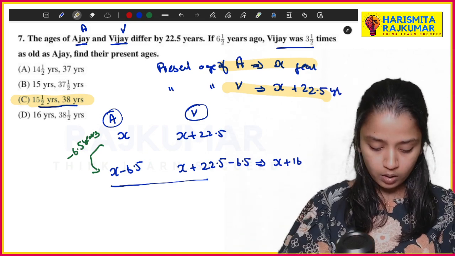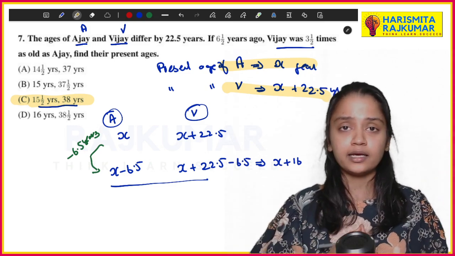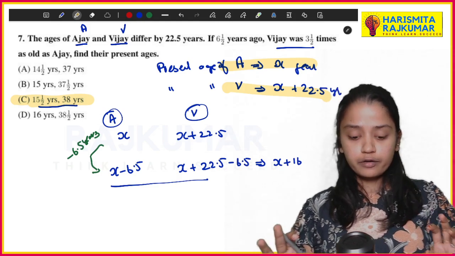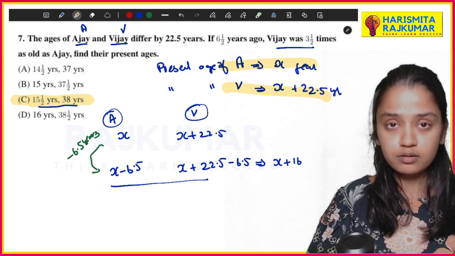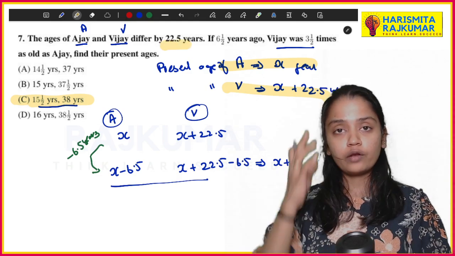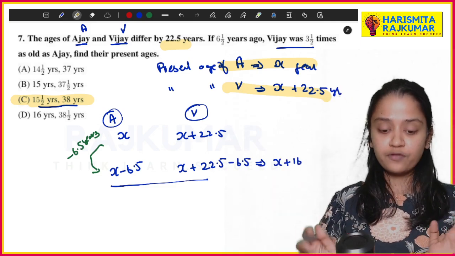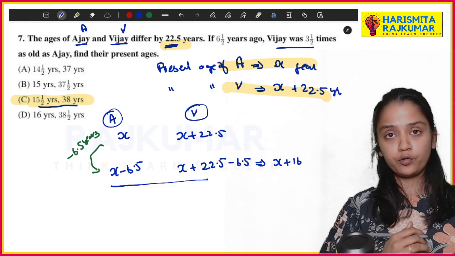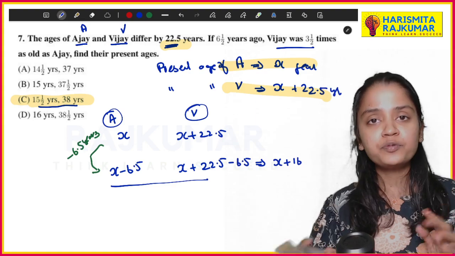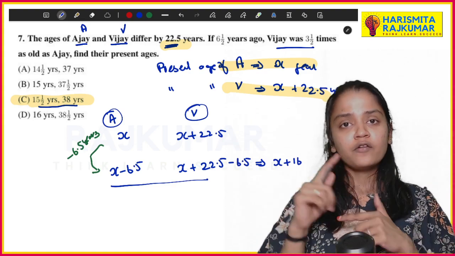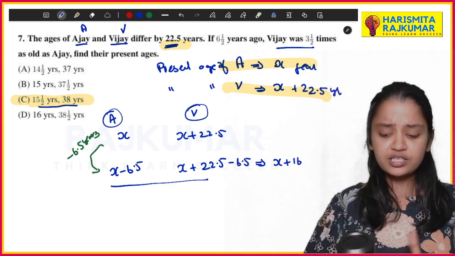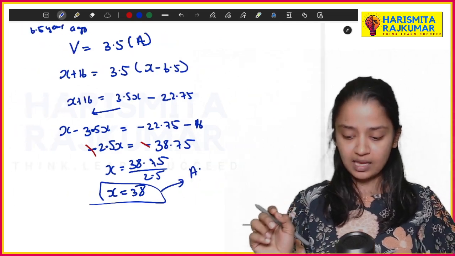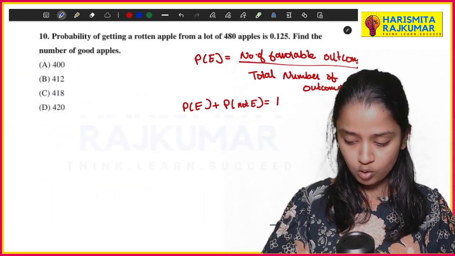Now, one more trick I'll be telling. In many cases they will change the numbers. For example, they gave you 22.5, so those two ages differ by 22.5. Check all the options to see if the ages differ by 22.5. If certain options don't differ by 22.5, just neglect those options, then check the remaining options. This is how you're supposed to do it very quickly in examinations. Now let us go for the next one.